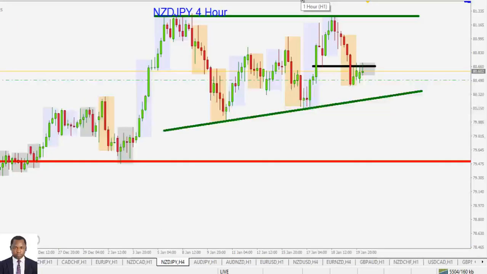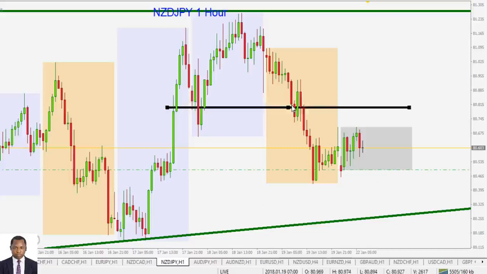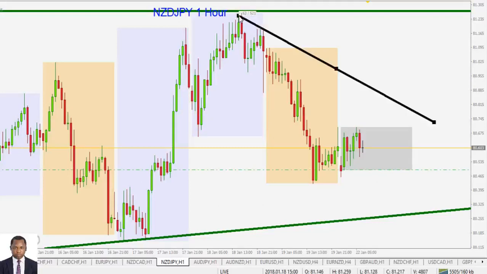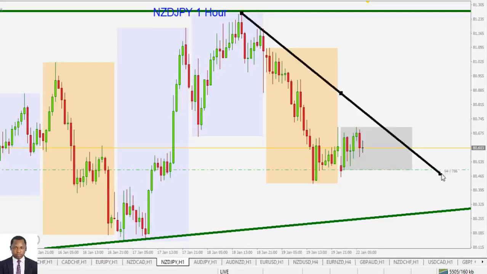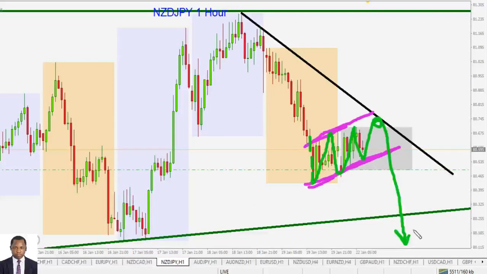Even in the 1 hour time frame, what is likely to happen today, because we are seeing a little channel formation in the 1 hour time frame. This is a pullback. It's a pullback. Anywhere there, price should drop back down. Okay, so stay bearish with the New Zealand dollar against Japanese yen.